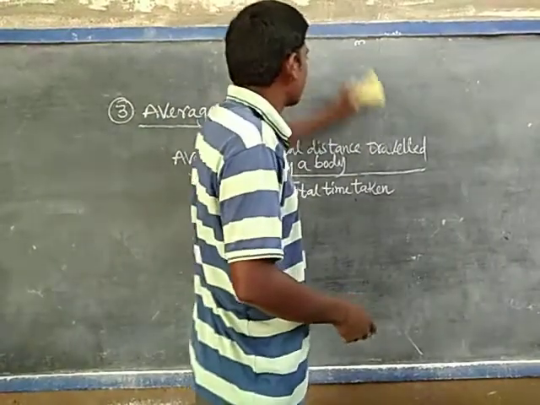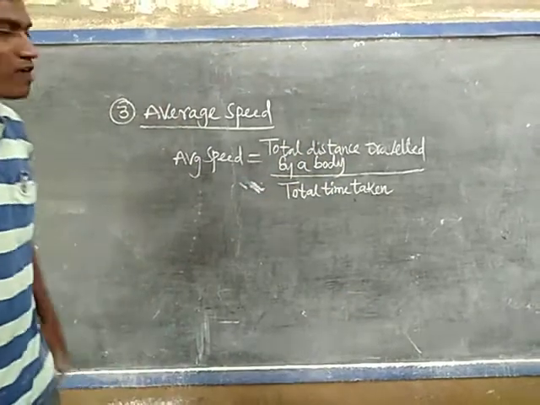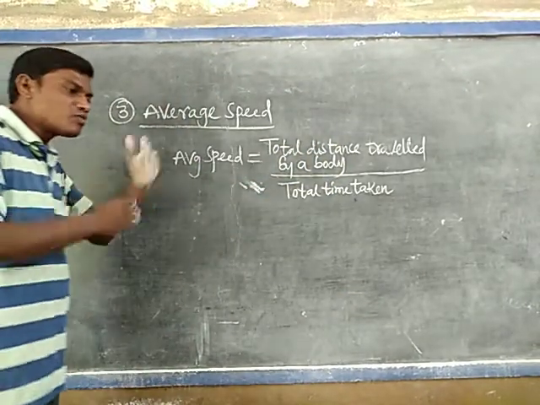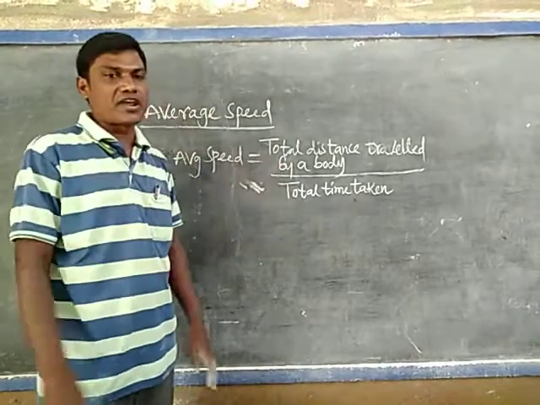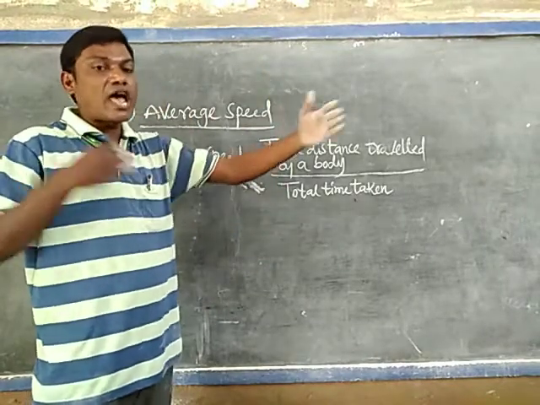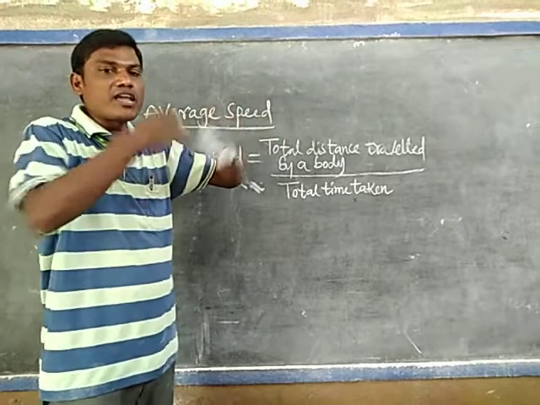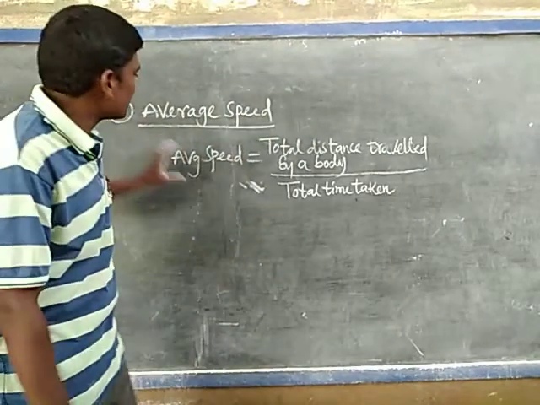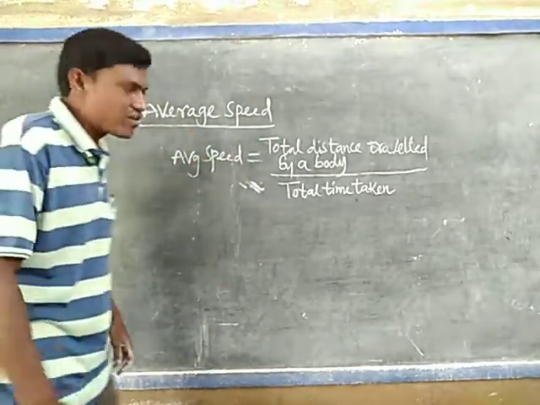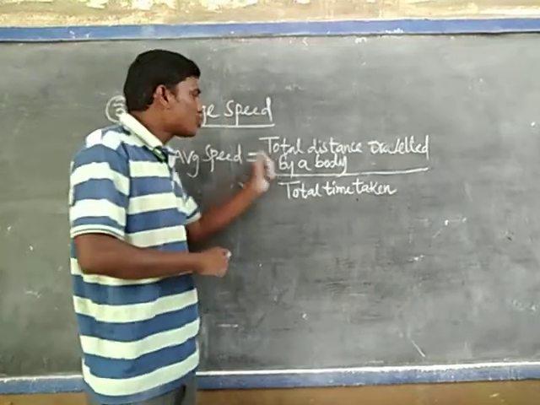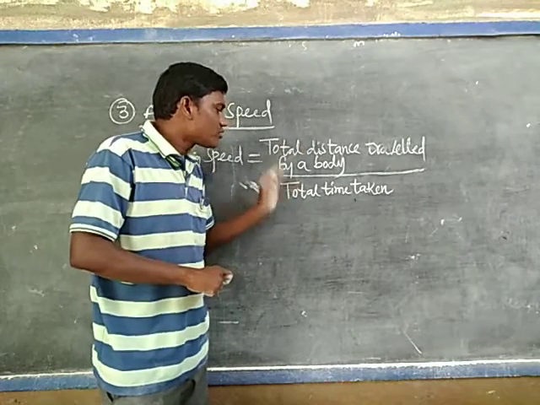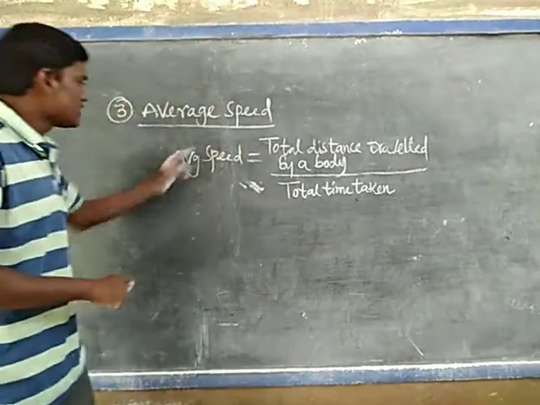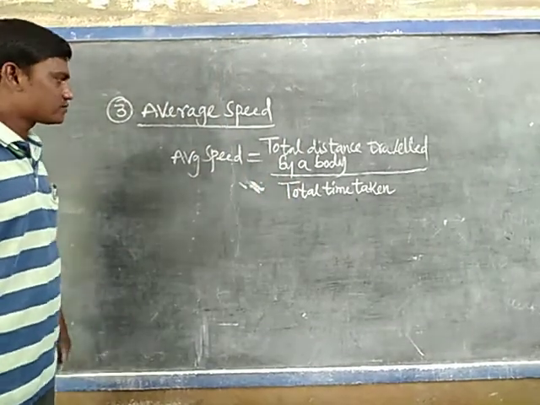In the same way, if a person is moving from one place to another with non-uniform speed, which means he moves with different speeds, then over the entire journey, how much speed he maintains on average, commonly, is the average speed. We can define it as the ratio of the total distance traveled by a body to the total time taken. That is called average speed.